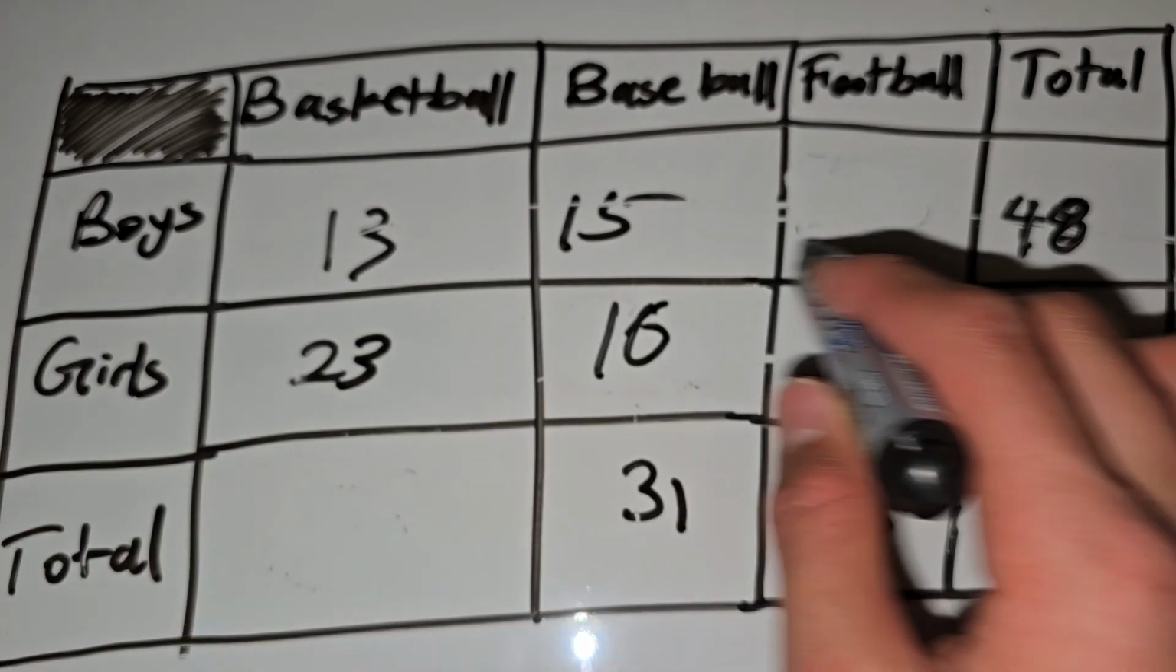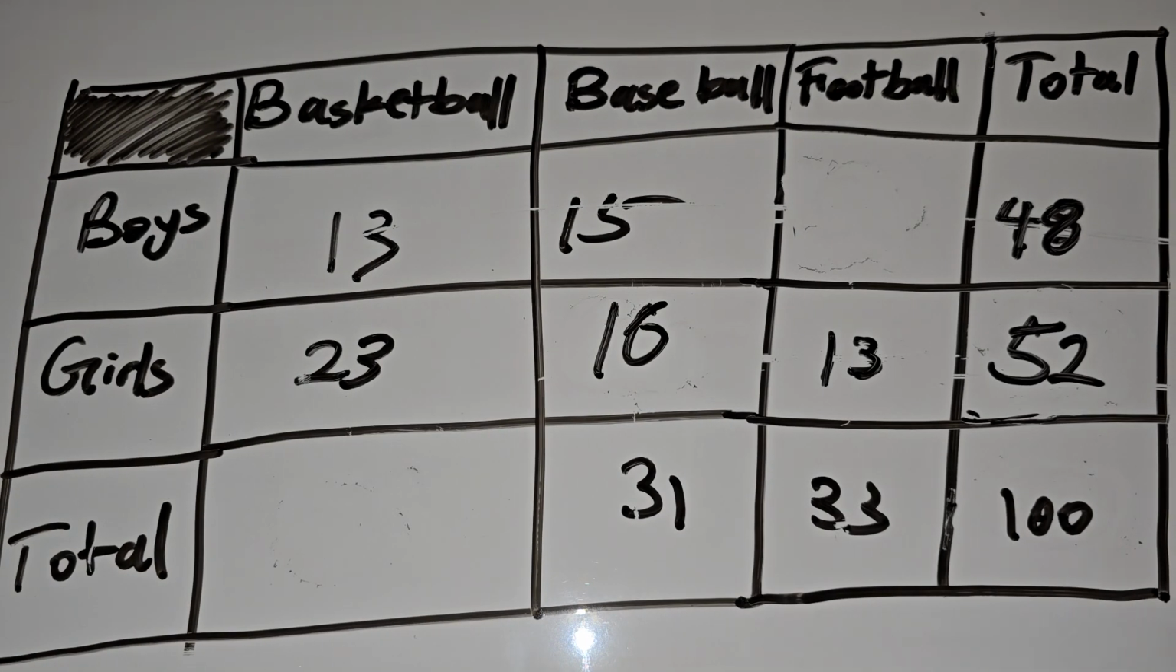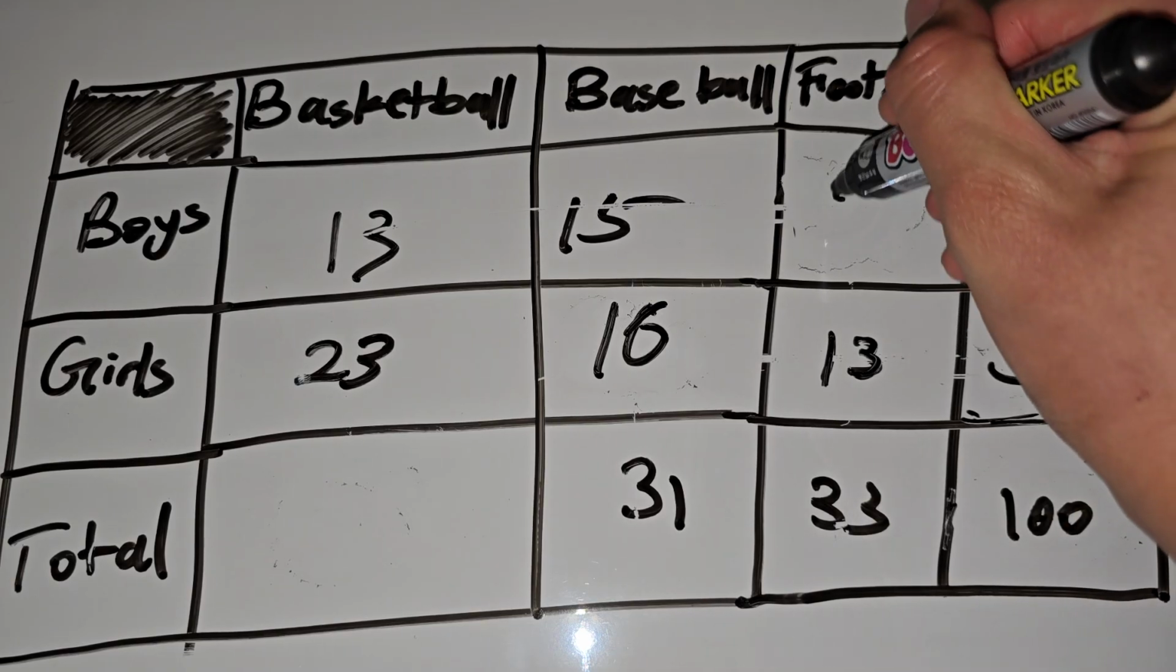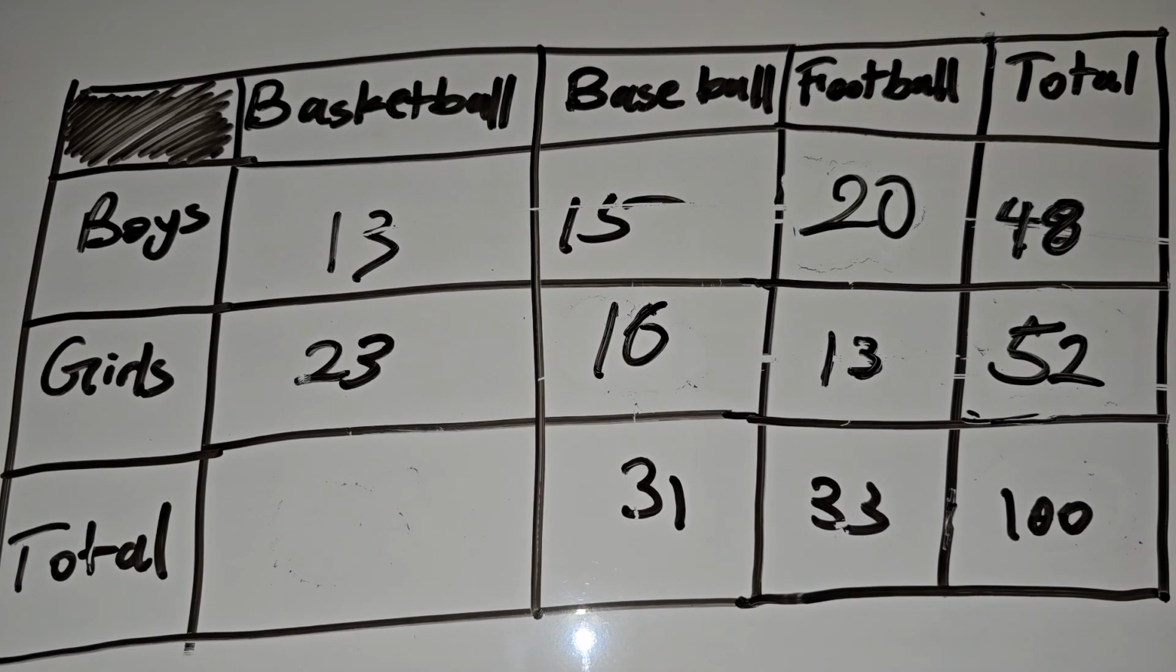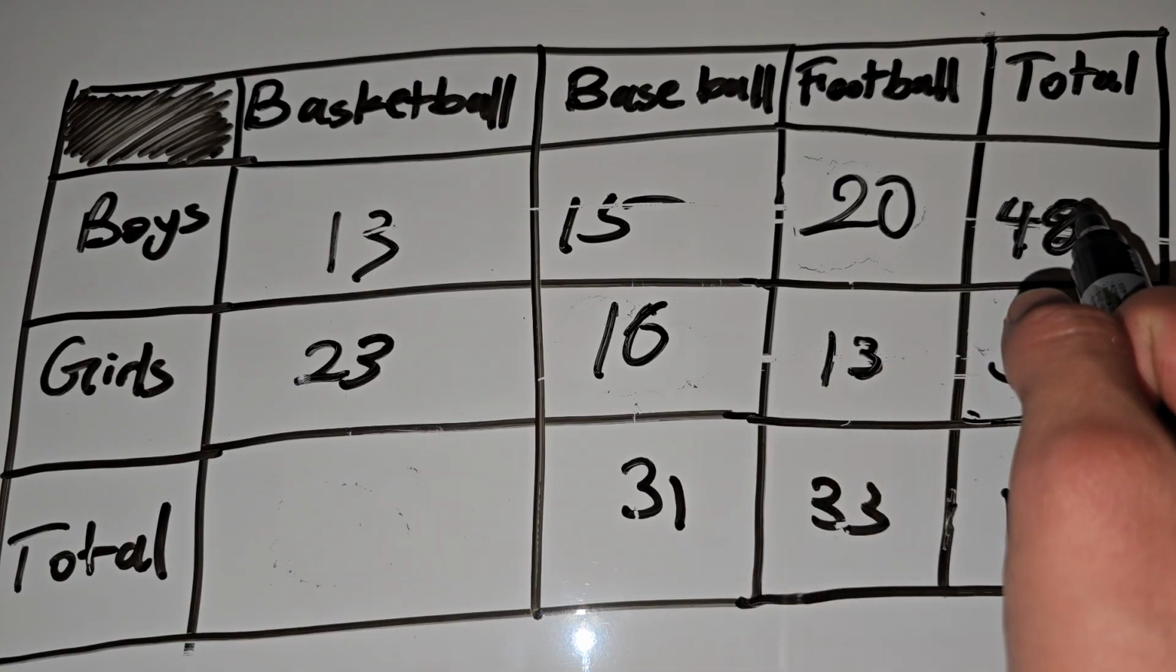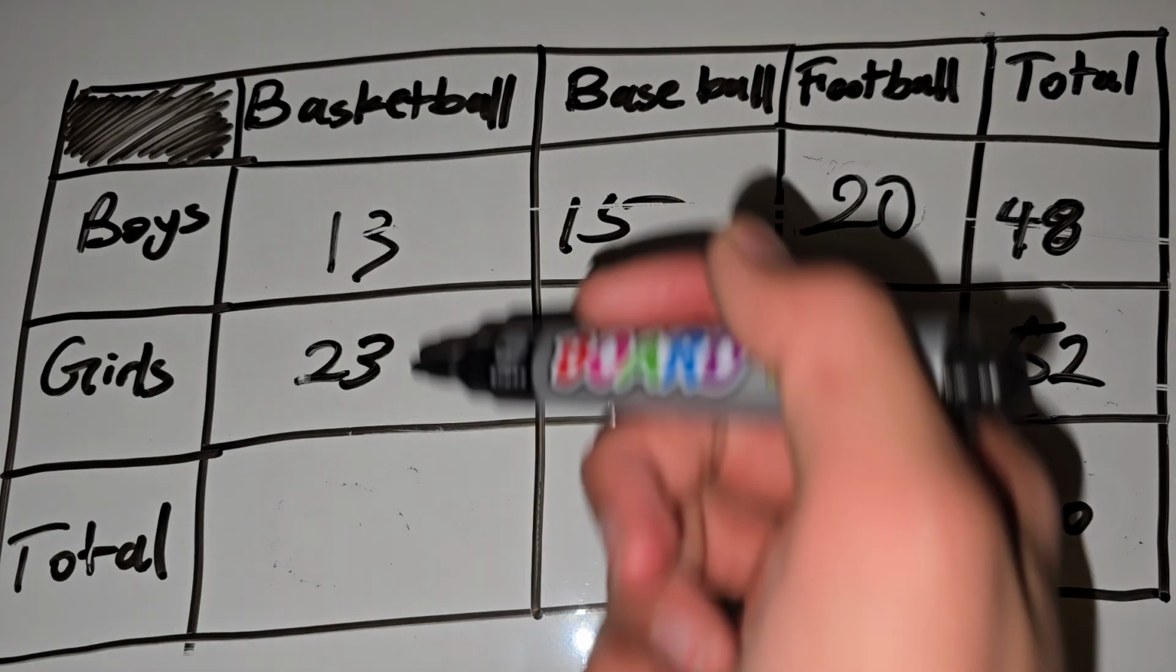Next, we would have to get football. How many boys prefer football? That would be 33 minus 13. That would be 20 boys prefer football. Now we can check that. 20 plus 13 is equal to 33. That's correct. And then we can also check 13 plus 15 plus 20. That's 48, so that is correct.